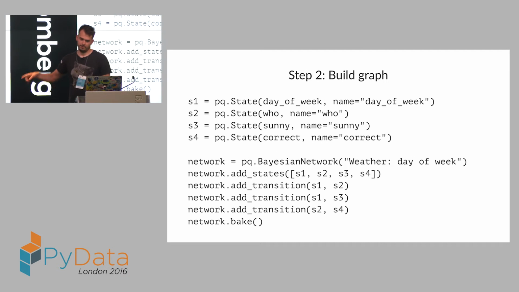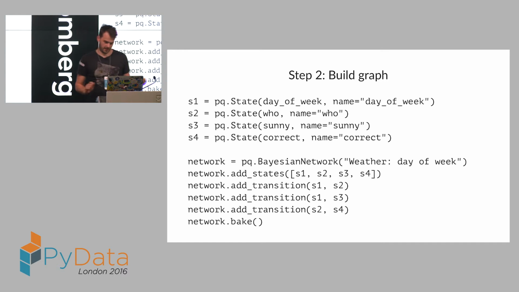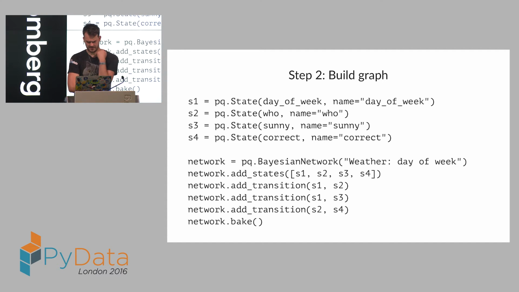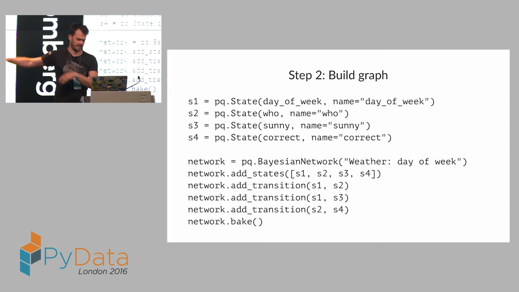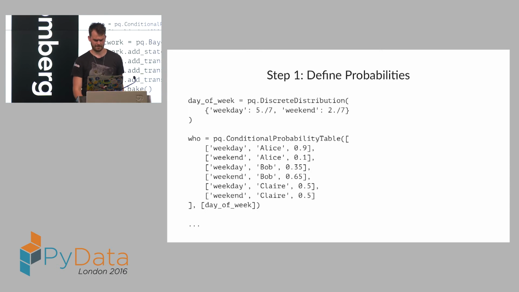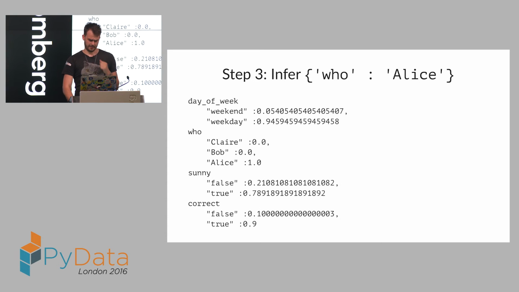You combine them all together. Once you've defined all the states, you say how the states are connected. And you have this thing called a network, which you can, at the end, tell it to bake itself. This is syntactical detail, but it's a fairly clean API. So definitely check this library out later.